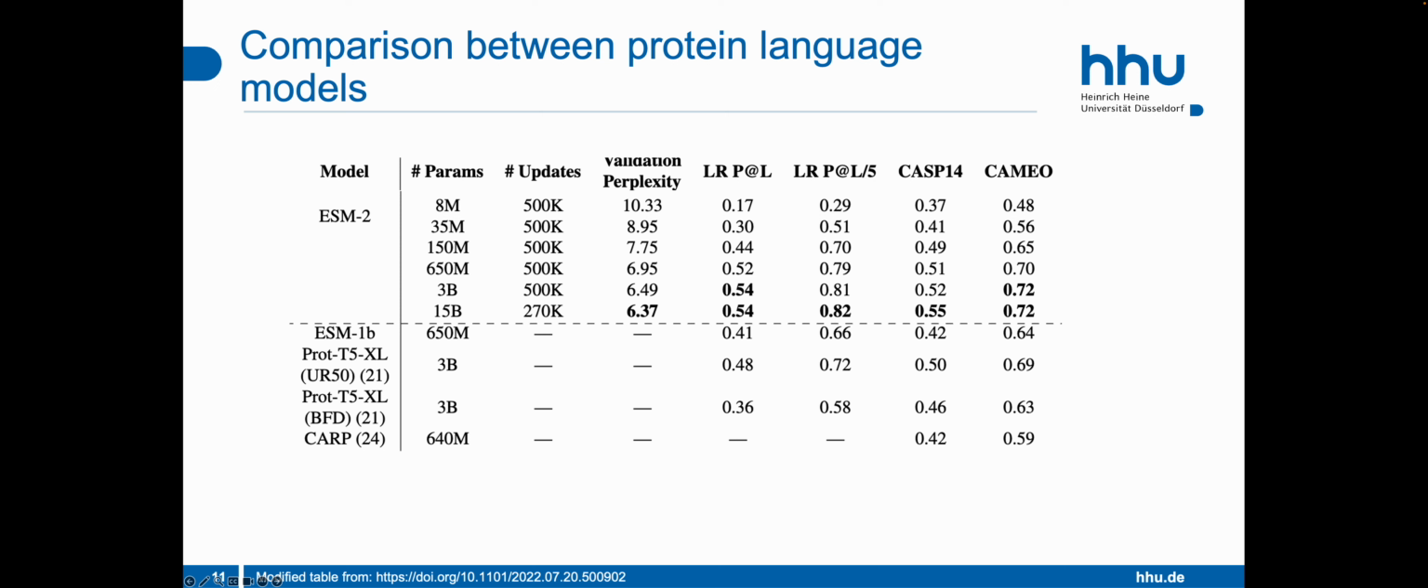The CARP model that you see at the bottom of the table is, in contrast to all other models, a model that is based on convolutional neural networks instead of a transformer network. And you can see that if you compare this model with transformer networks of comparable number of parameters, CARP performs a little bit worse, but is not too far away from the performance of the transformer-based models.